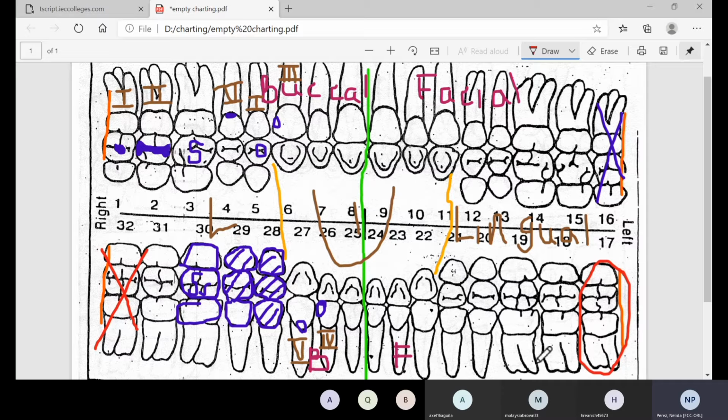Okay. The next one has a depiction like this on number 20. If you look on number 20, what does that stand for?